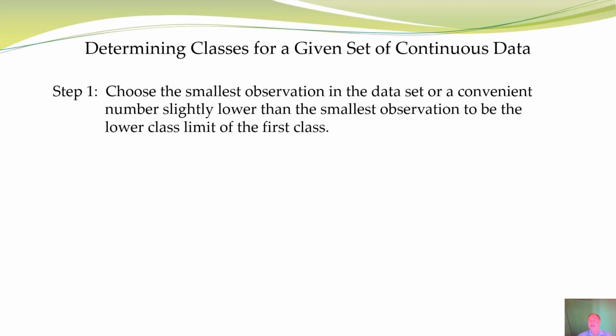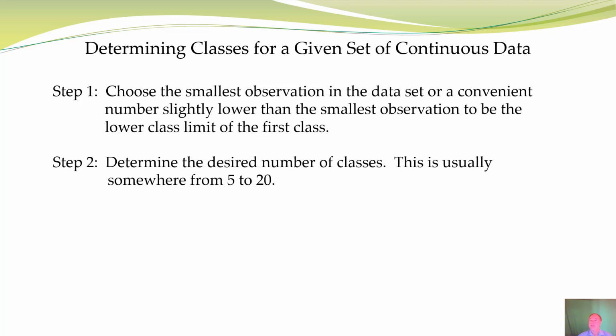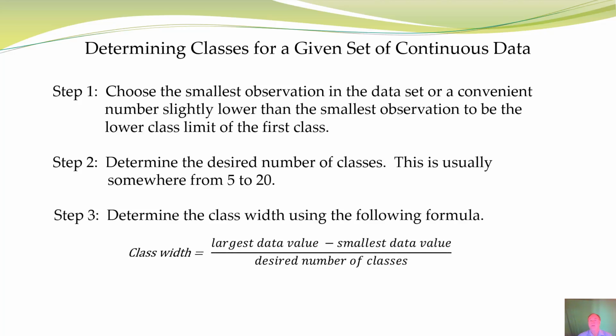Determining classes. How do you determine classes if you're just given a large set of data? Well, we choose the smallest observation in a data set or a convenient number slightly lower than the smallest observation to be the lower class limit of the first class. Then we determine the desired number of classes. This is usually somewhere from 5 to 20. Third, determine the class width using the following formula. Class width is the largest data value minus the smallest data value divided by the desired number of classes. But the thing to remember, you always round this answer up.